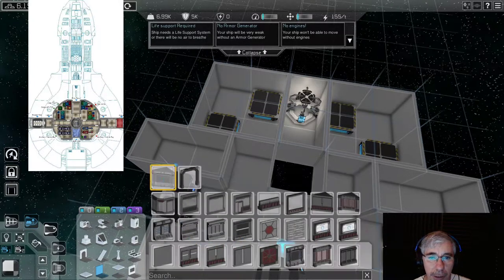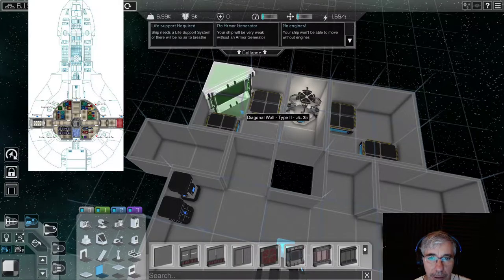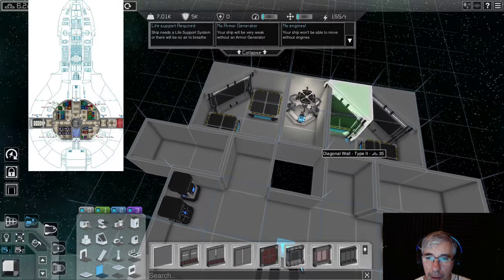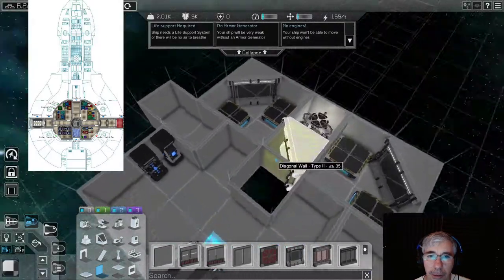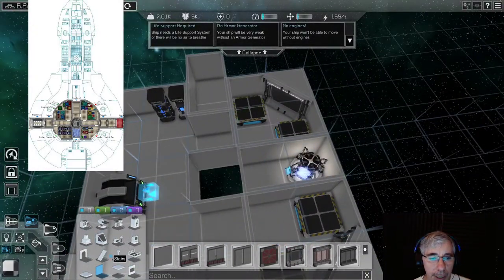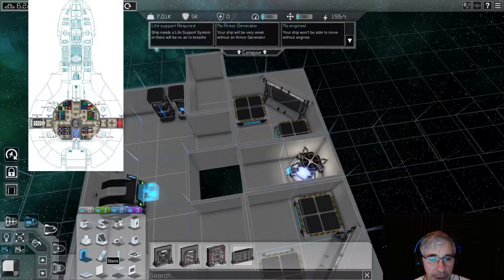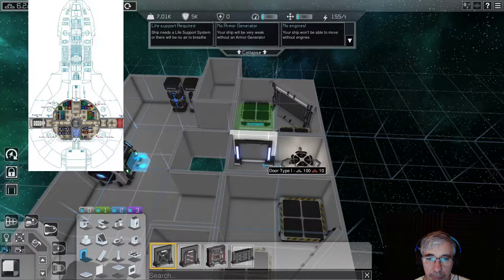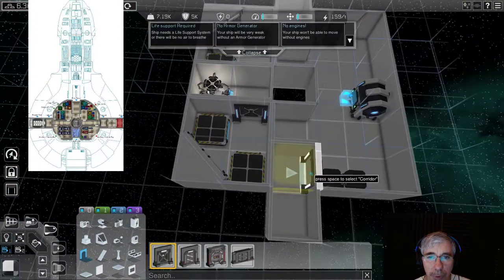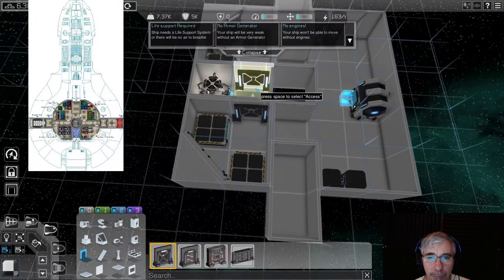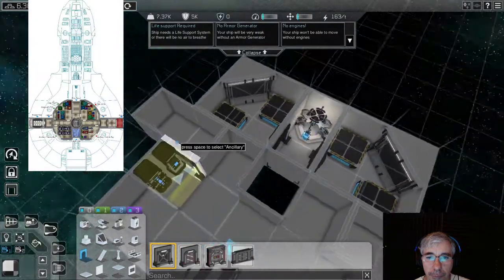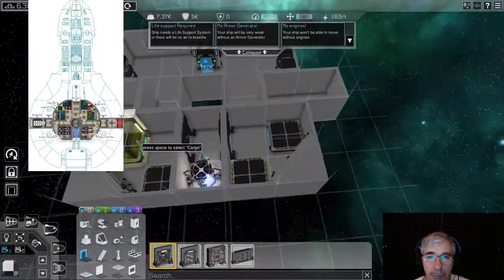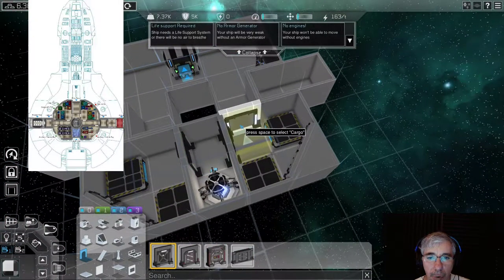Otherwise, we can just place some decoration like this. And here we will need doors, of course. Like that. And then more doors like that.